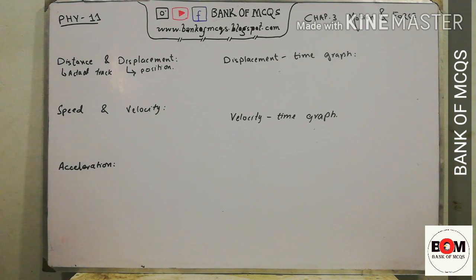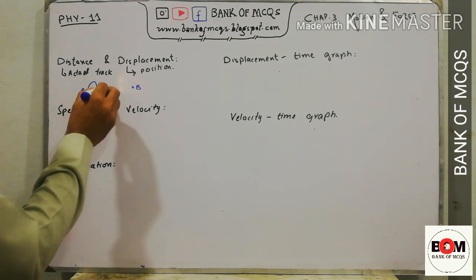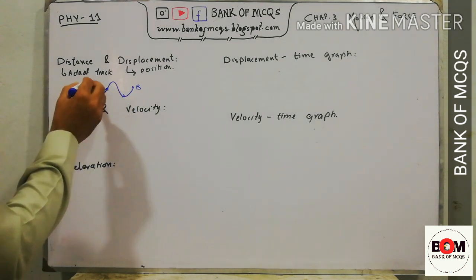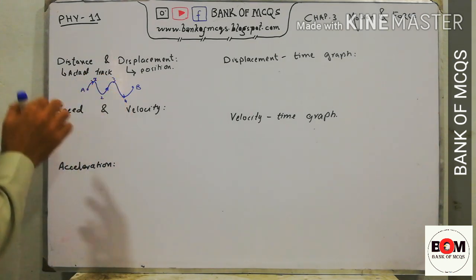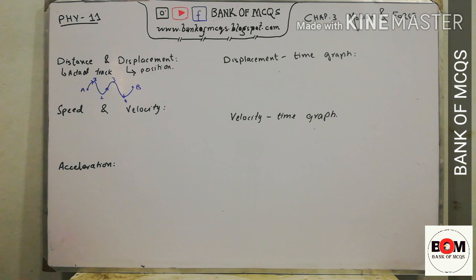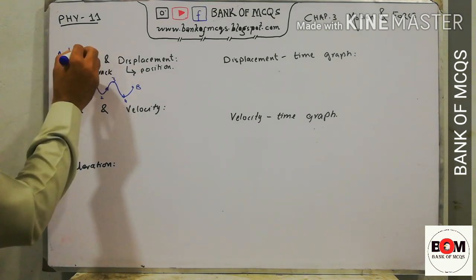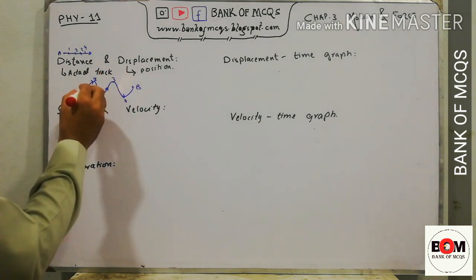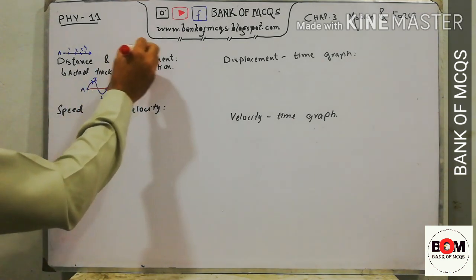For example, a body is moving from position A to position B by this track. The actual path from A to B passing through points 1, 2, 3, 4 is called the distance covered. While the change of position from A to B is called displacement, and this red line shows the displacement.